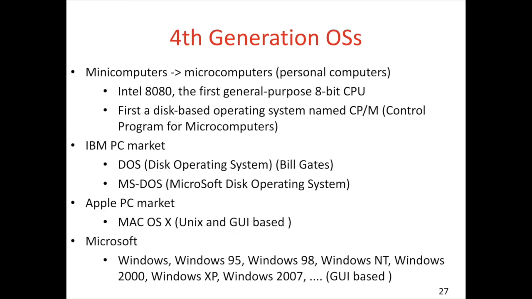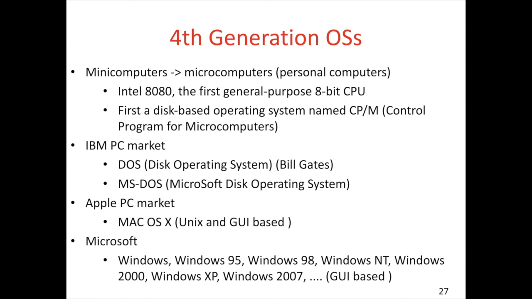In the fourth generation, we have minicomputers, and then it evolved to microcomputers, that is, the personal computers that we know. Intel 8080 is the first general-purpose 8-bit central processing unit. The first disk-based operating system, named CP/M, emerged. This is short for Control Program for Microcomputers. IBM entered the PC market. The disk operating system DOS was developed, and MS-DOS, which is Microsoft Disk Operating System, was developed by Bill Gates.